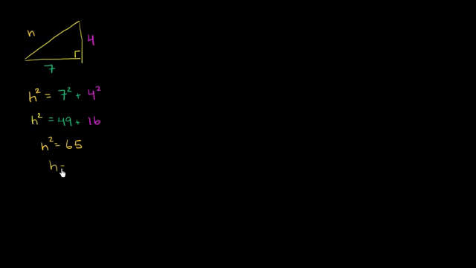Or we could say that h is equal to, if we take the square root of both sides, the square root of 65. And we really can't simplify this at all. This is the same thing as 13 times 5. Both of those are not perfect squares, and they're both prime, so you can't simplify this anymore. So h is equal to the square root of 65.